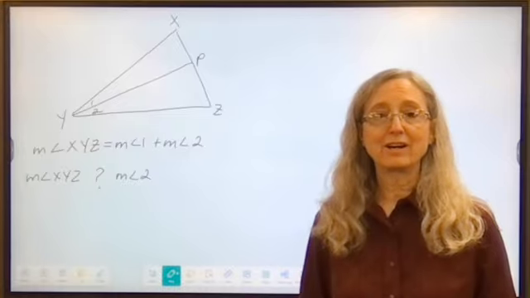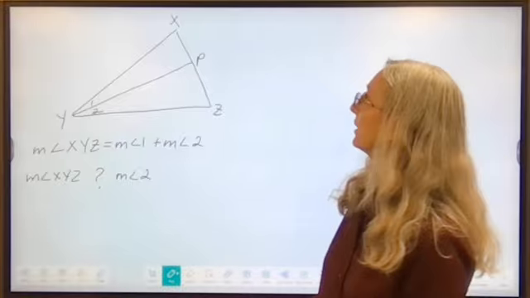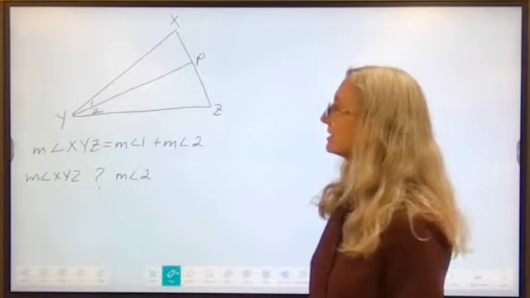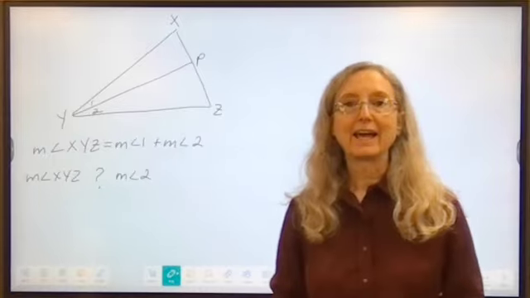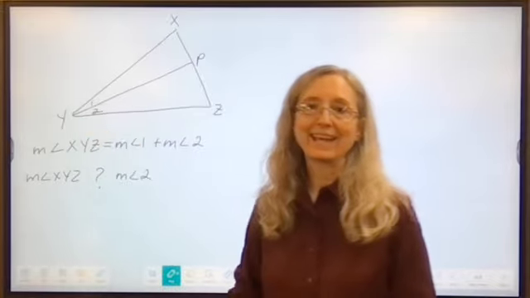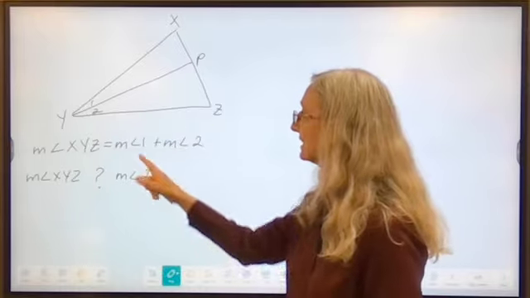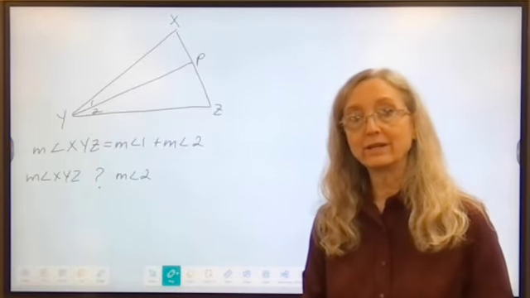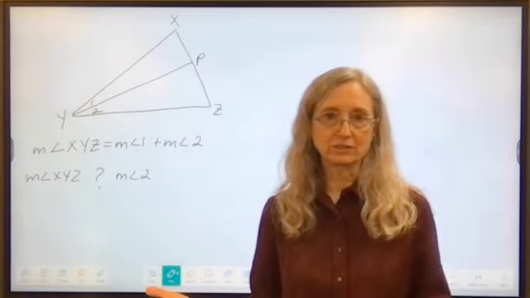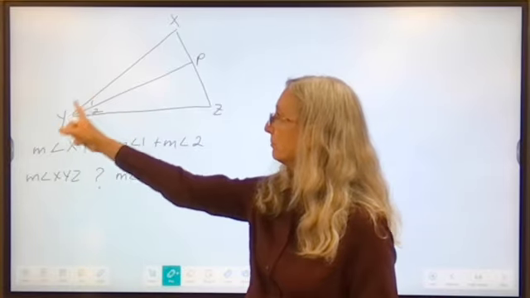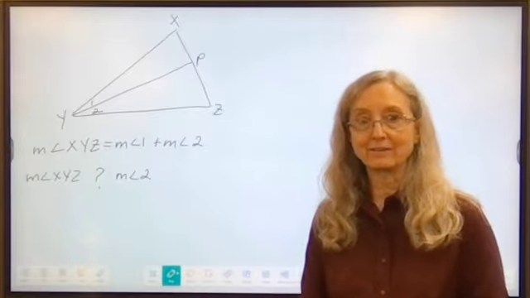Here's another example of how we can apply the comparison property in triangles. I have triangle XYZ, and there's a segment through the middle that's YP, and I've labeled these two angles 1 and 2. And I'm telling you that the measure of angle XYZ is equal to the measure of angle 1 plus the measure of angle 2. That's the angle addition postulate. So hopefully we realize that. The big angle is made up of the two subdivided pieces added back together.